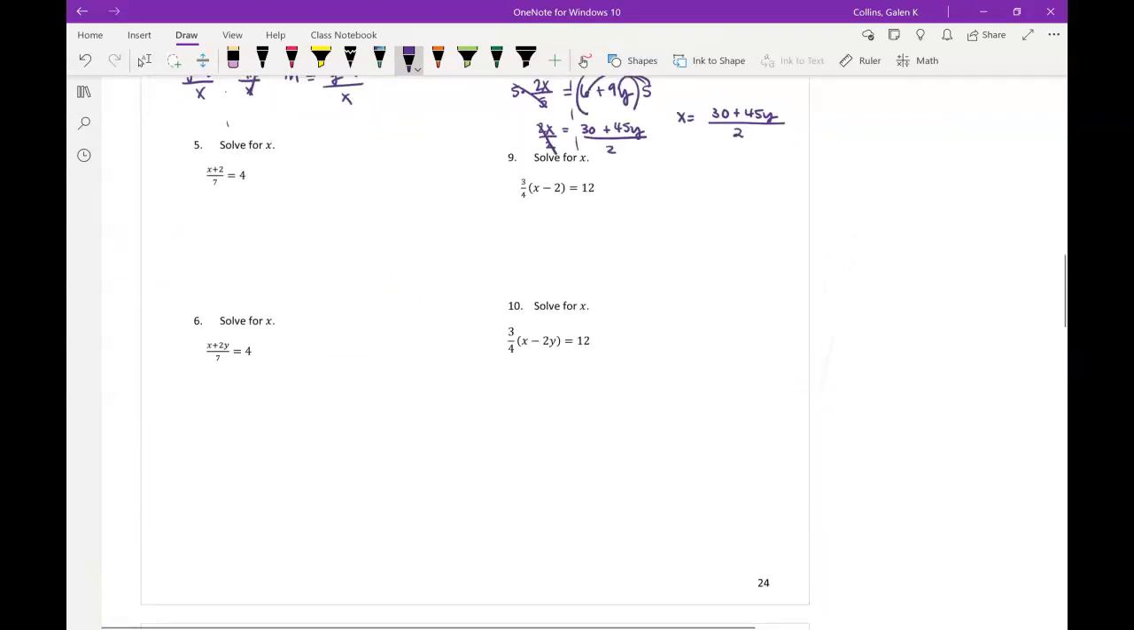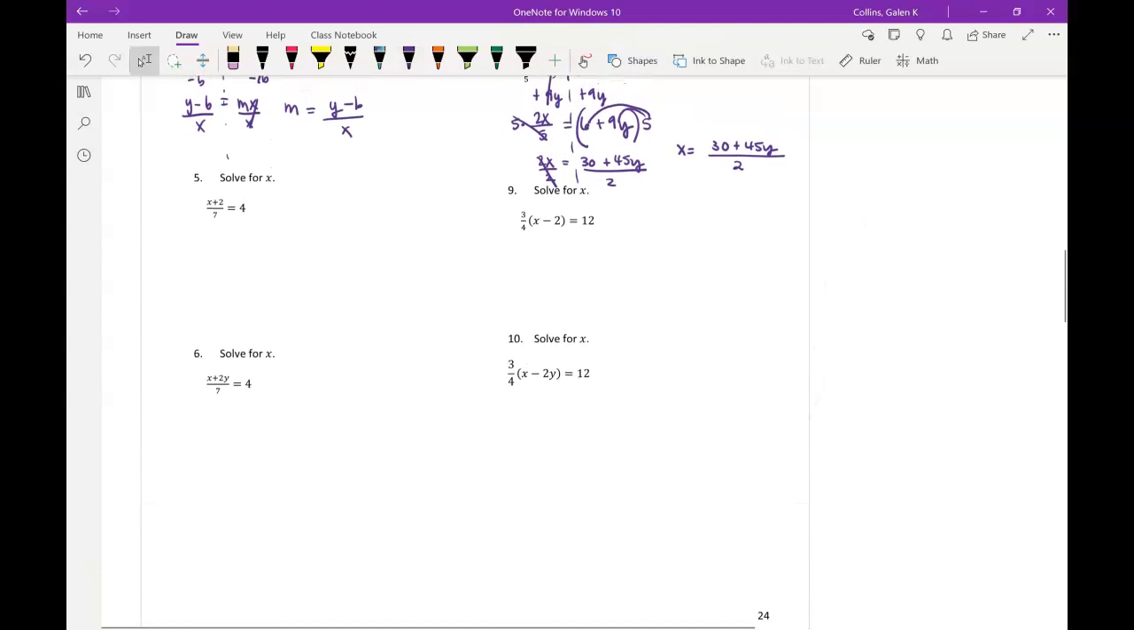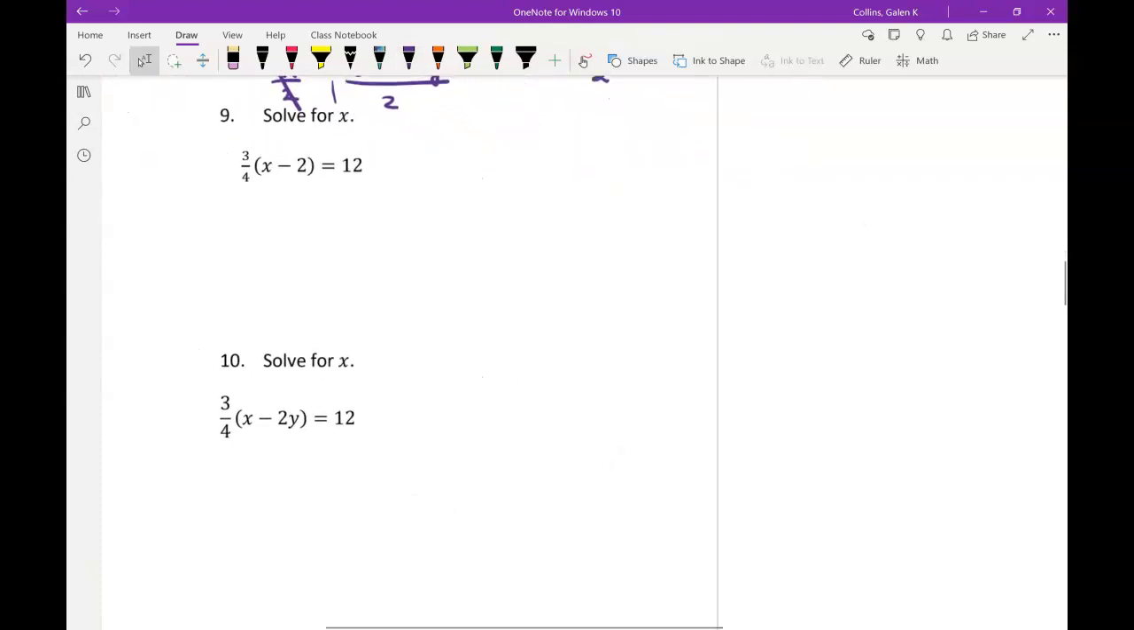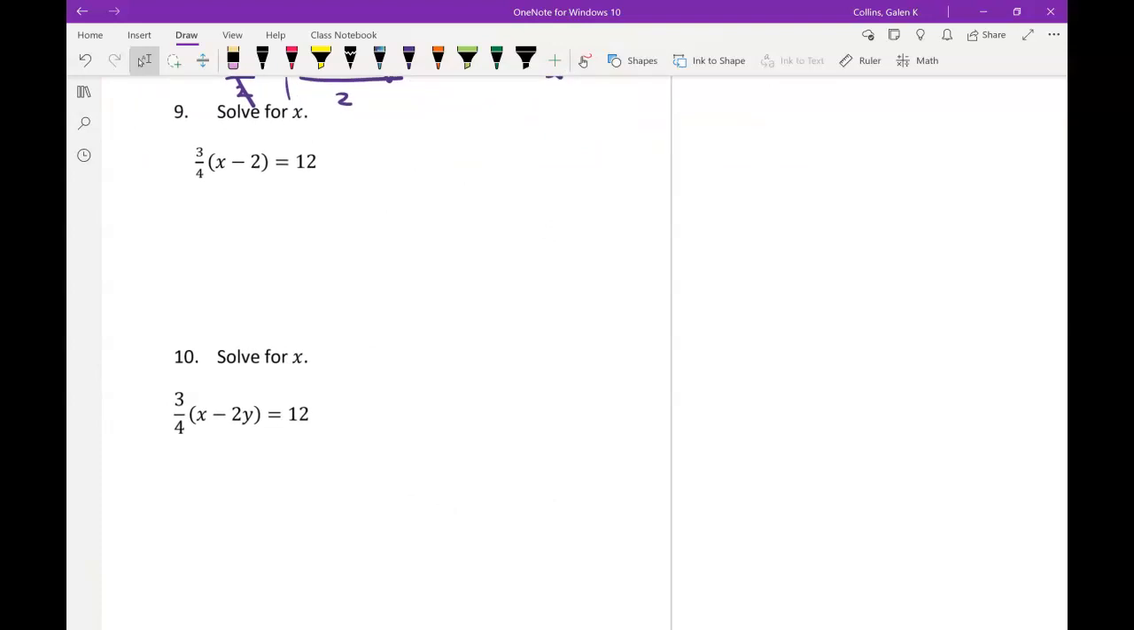I'm going to just do one more pair for the video. I think 5 and 6 are pretty straightforward. I think we should look at 9 and 10. So you have a few options here. You could, in both of these, distribute the 3/4 to eliminate our grouping. Some students really wanted to write that as a decimal distribute. You could do that too. 0.75 and 3/4 are the same number.